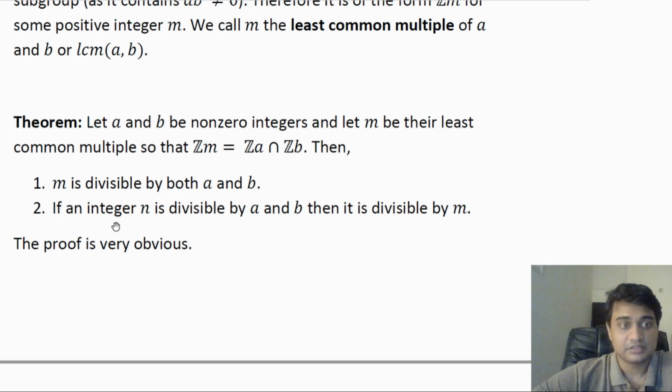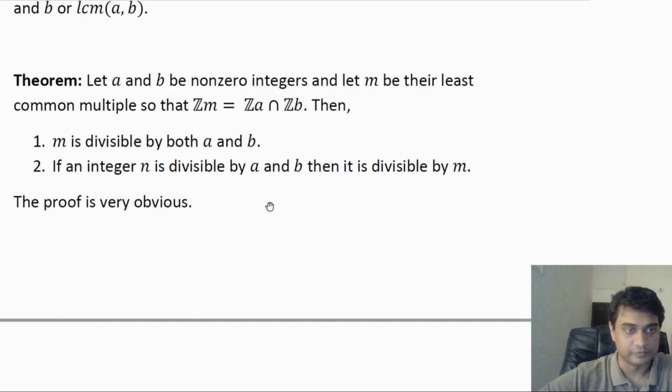So M is the least common multiple. By the obvious definition, what is a least common multiple? It is a common multiple of A and B which is the smallest one, right? So the first property says that M is a common multiple. The second property says that it is the least, because any common multiple of A and B is divisible by M. So M is the least common multiple of A and B. The proof is very obvious. I will leave it to you.